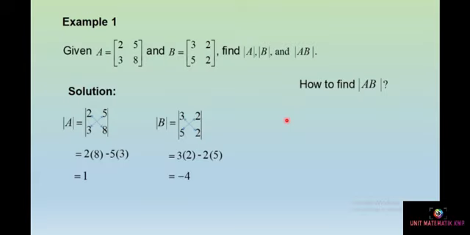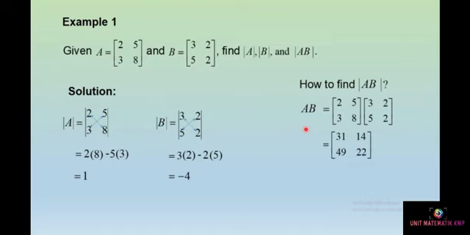How to find determinant AB? First, find matrix AB by multiplying both matrices. We already discussed the multiplication of two matrices in lecture 1. So here is matrix AB. Then write matrix AB in determinant form. By using AD minus BC, we have 31 times 22 minus 14 times 49. So the determinant of AB is equal to negative 4.